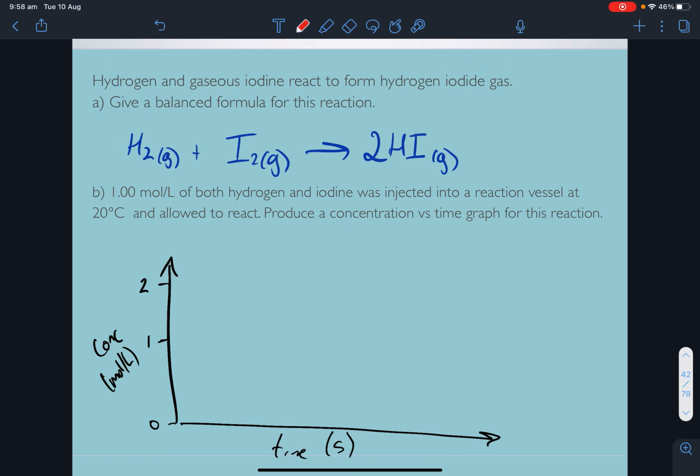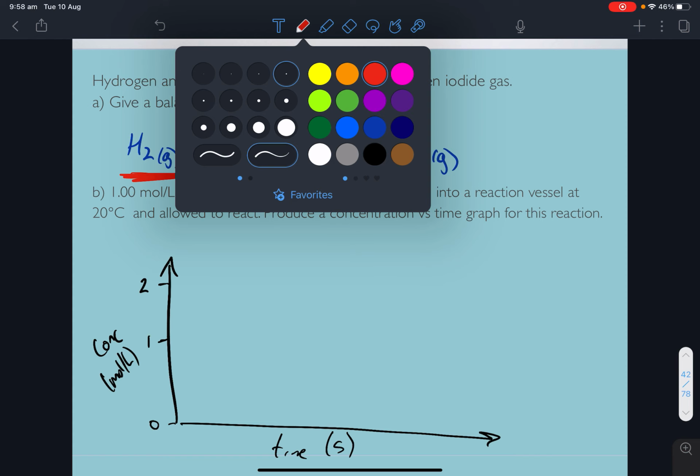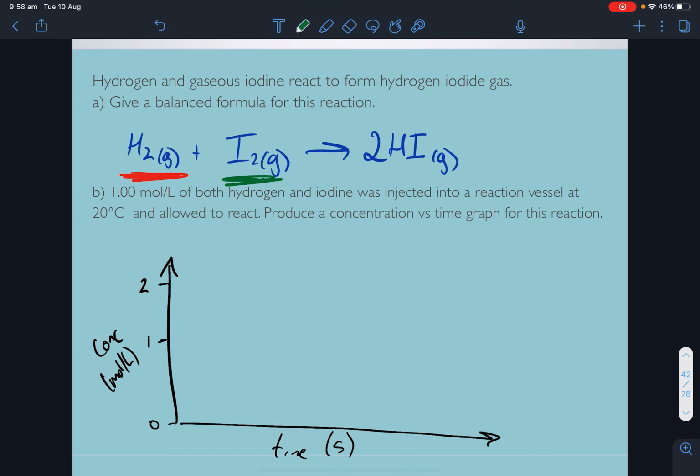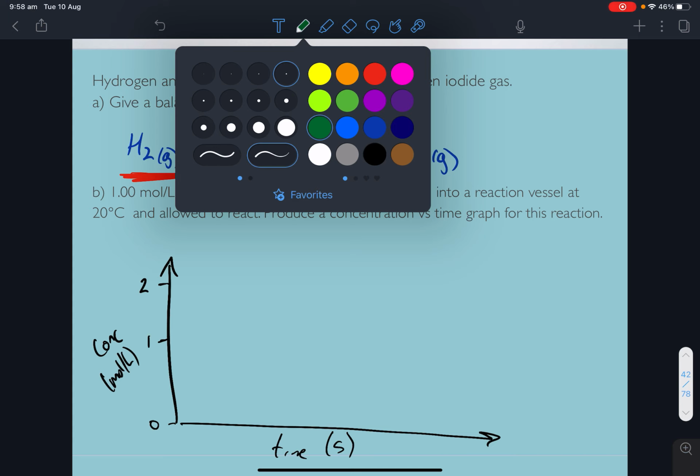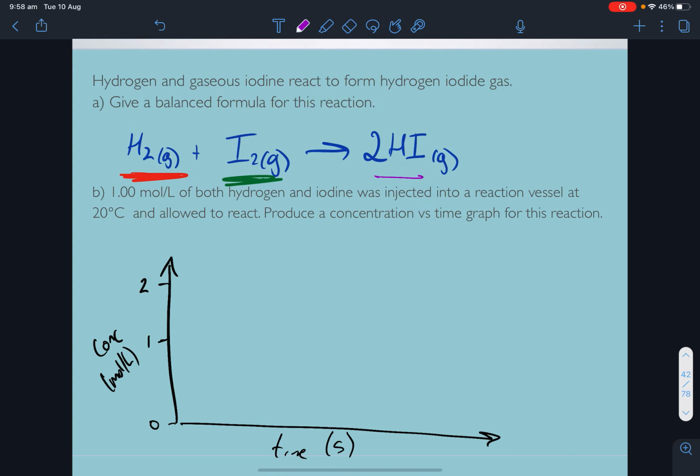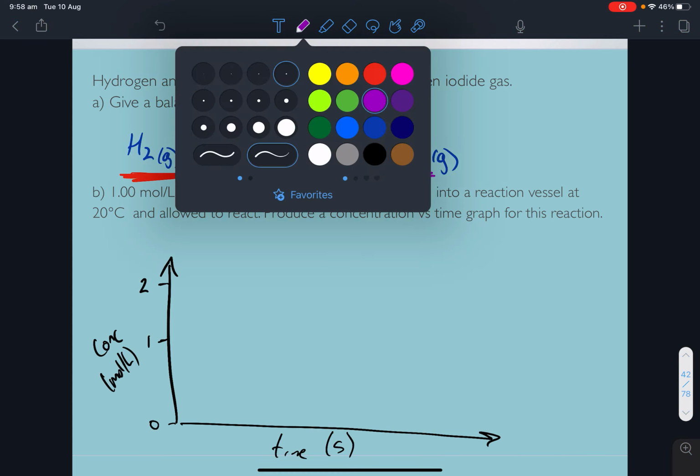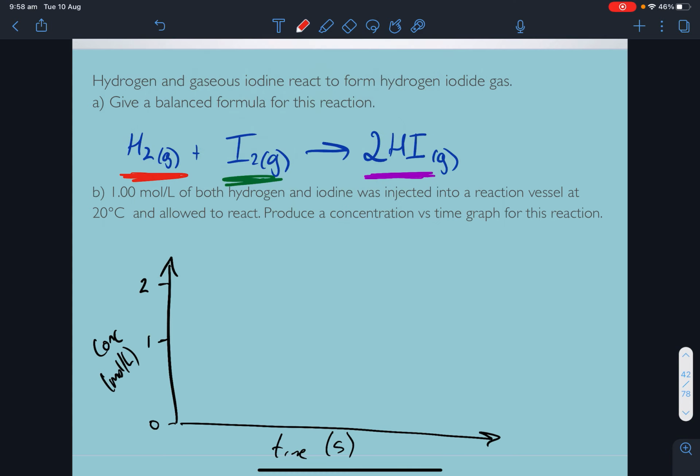I'm going to do the hydrogen in red, the iodine in green, and this purple colour for the hydrogen iodide. So, 1 mole of both hydrogen and iodine. Hydrogen starts at 1 mole per litre, and it's a reactant, so it's going to decrease.